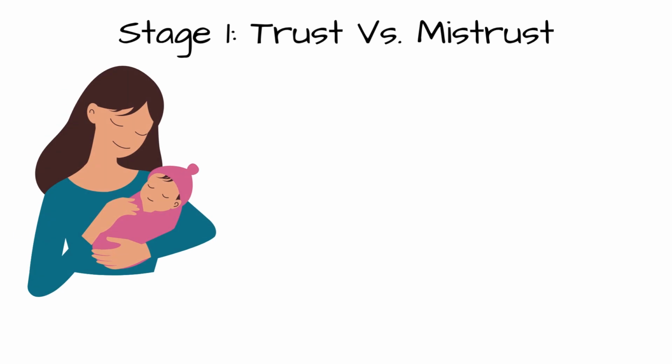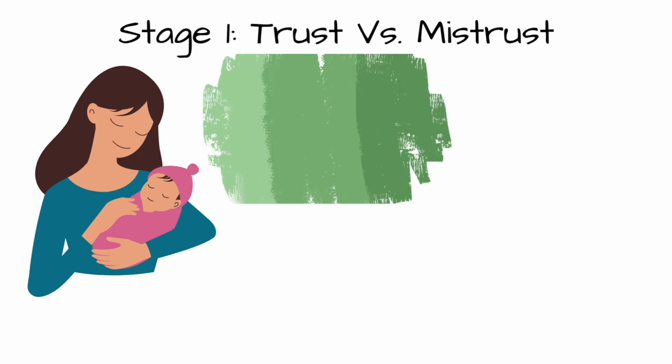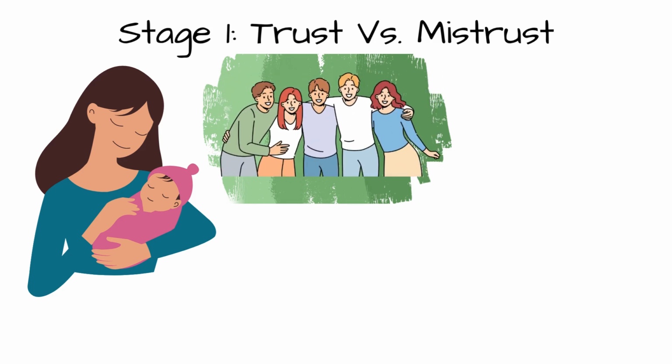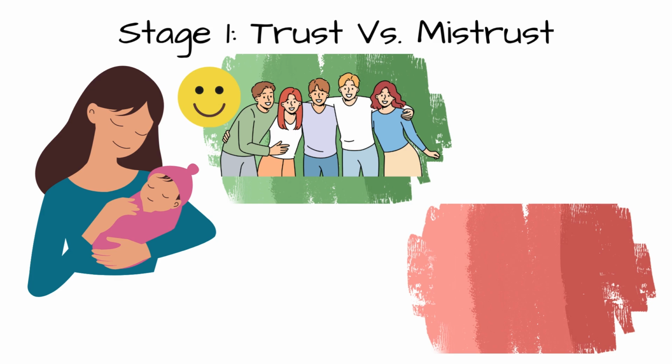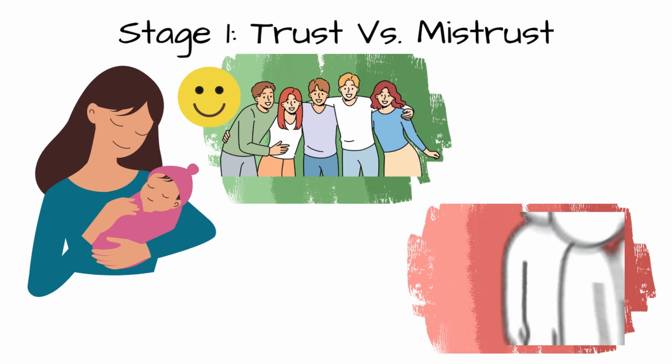Stage 1. Trust versus mistrust. Trust versus mistrust is the earliest psychological stage that occurs during the first year or so of a child's life. During this critical phase of development, an infant is utterly dependent on his or her caregivers. When parents or caregivers respond to a child's needs in a consistent and caring manner, the child then learns to trust the world and the people around him. If a caregiver fails to provide adequate care and love, the child will come to feel that they cannot trust or depend on the adults in their life.